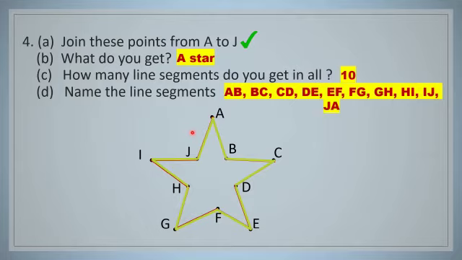So this is how you solve the question when all the questions are given in one. First, we joined the points from A to J. Then we identified which figure we had got, that was a star. Then we counted the line segments we got in total, that were 10. And then we named the line segments.